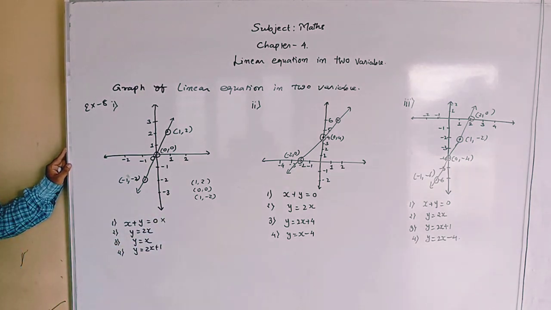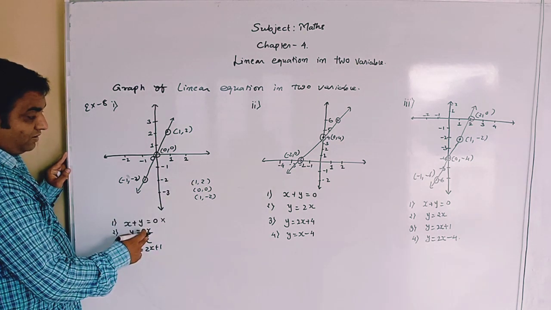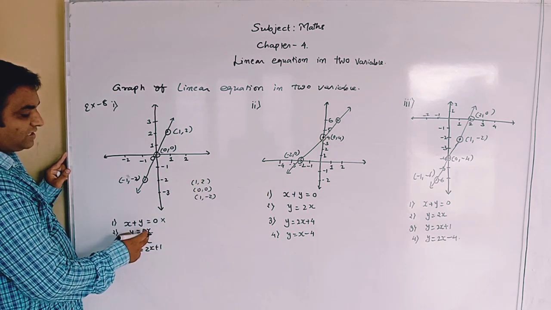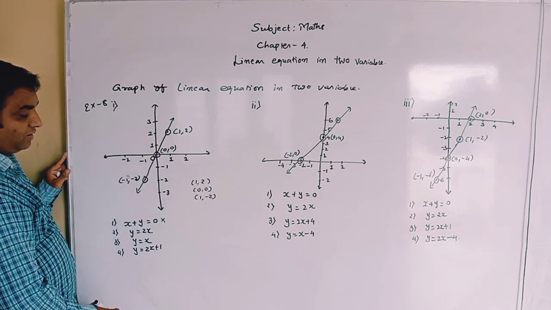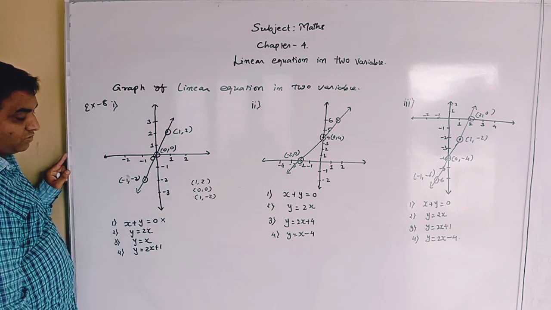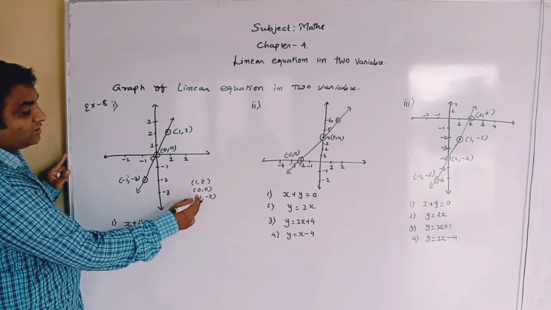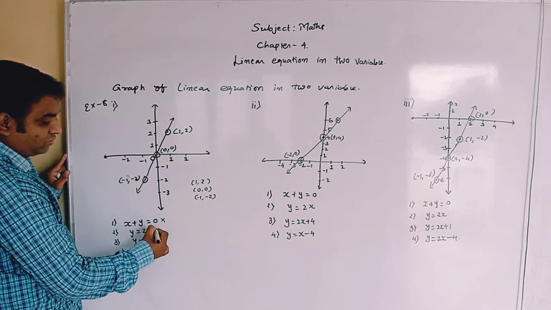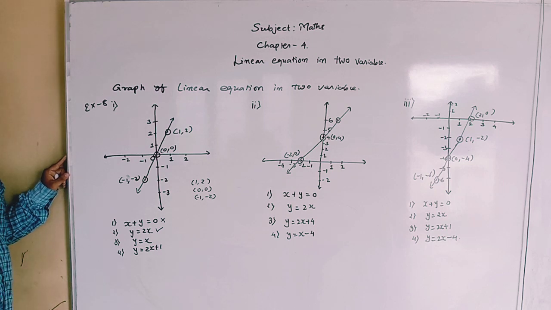Now substitute x equals 1 in the second equation: 2 times 1 is 2, so y equals 2, which is correct. Substituting x equals 0: 2 times 0 is 0, so the second point is also correct. Substituting x equals minus 1: y equals minus 2. So this equation satisfies all 3 points, and so y equals 2x.